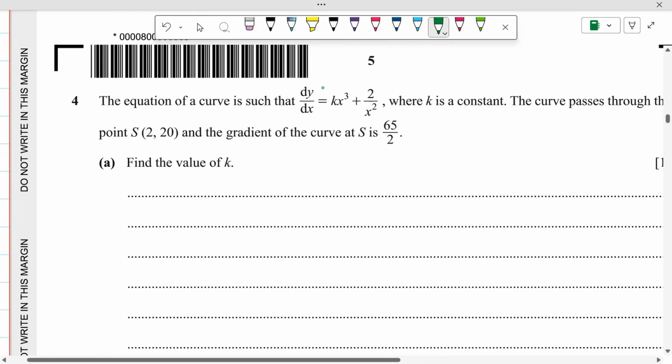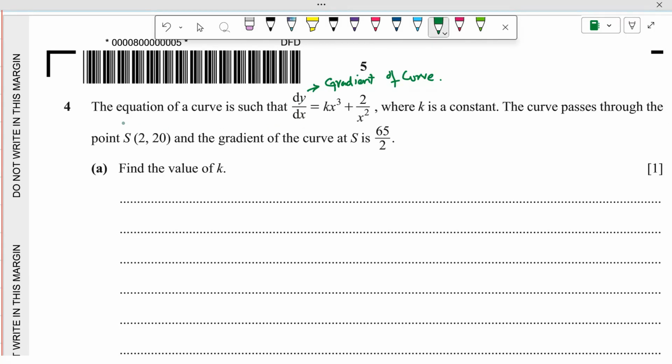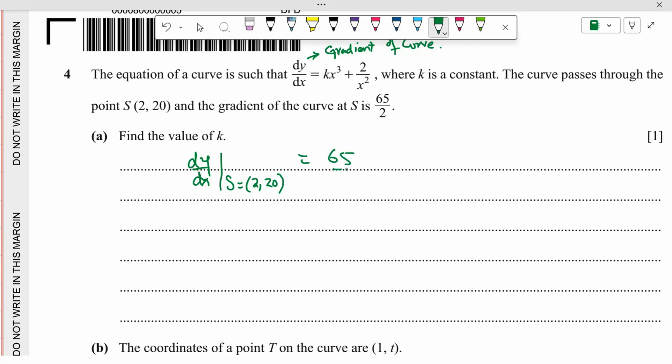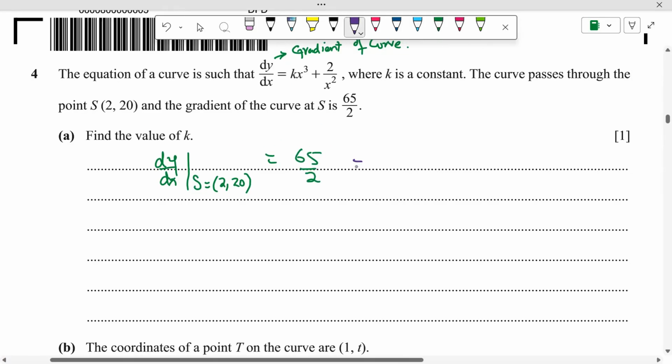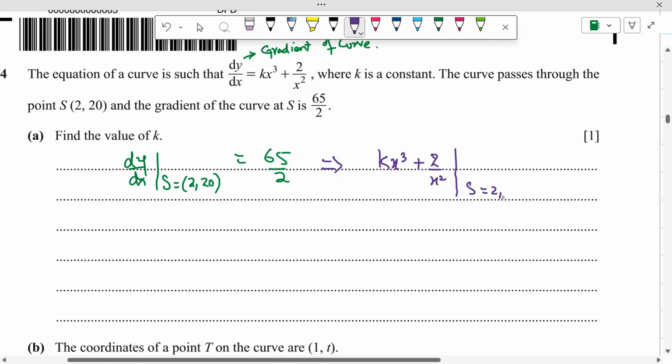We already have the derivative of the curve, which is also the gradient of the curve. It is given that the gradient at the point S is 65/2 and we need to find the value of k. So the gradient of the curve at S (2, 20) is 65/2, and the derivative of the curve is kx^3 + 2/x^2.